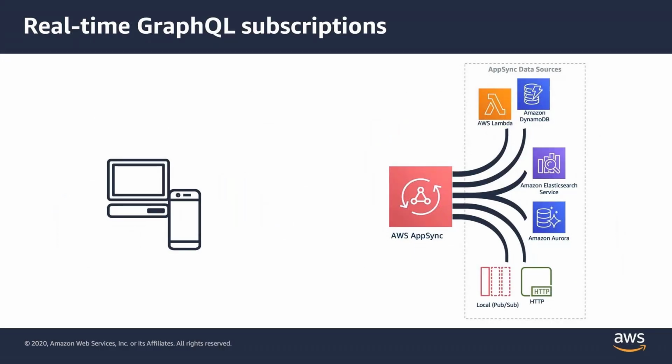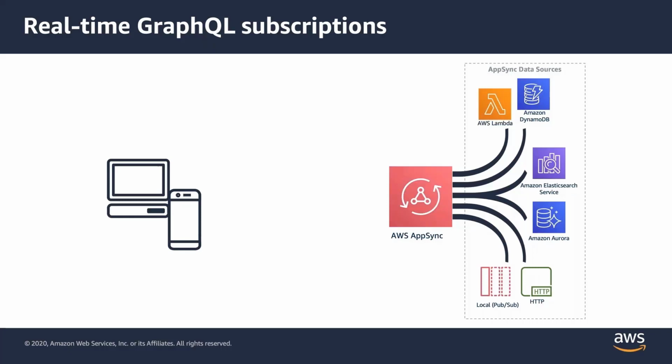AWS AppSync takes advantage of GraphQL subscriptions to perform real-time operations by pushing data to clients that choose to listen to specific events from the backend. This means that you can easily and effortlessly make any supported data source in AppSync real-time, with connection management handled automatically between the client and the service.